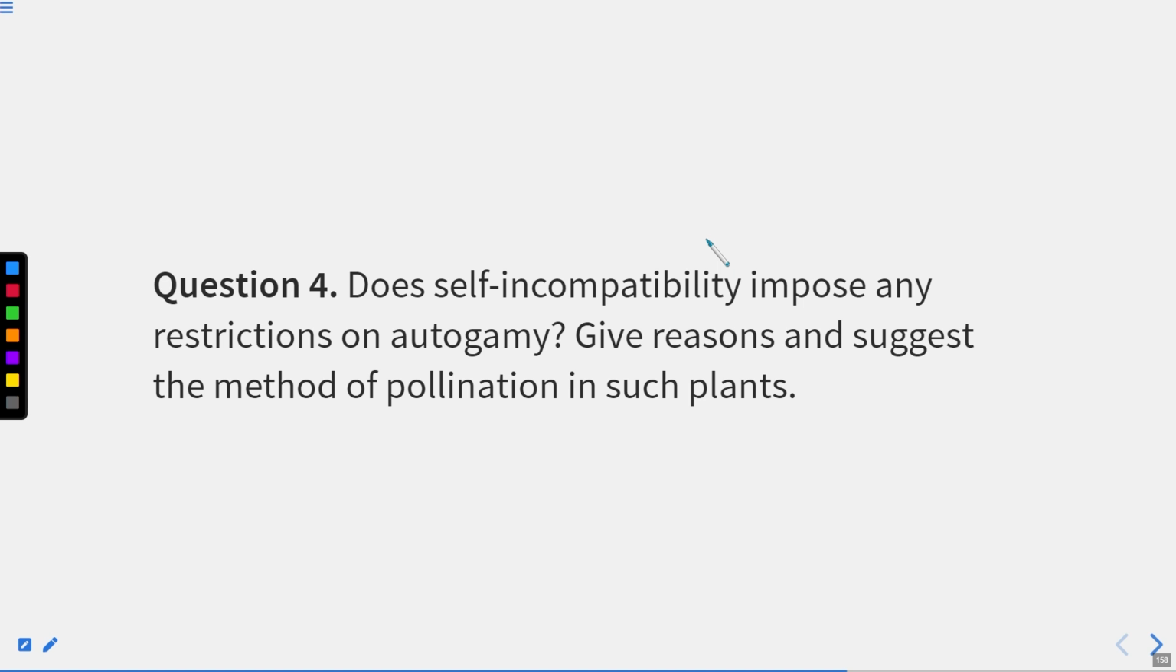Now let's talk about question number 4. Does self-incompatibility impose any restriction on autogamy? Give reasons and suggest the method of pollination in such plants.